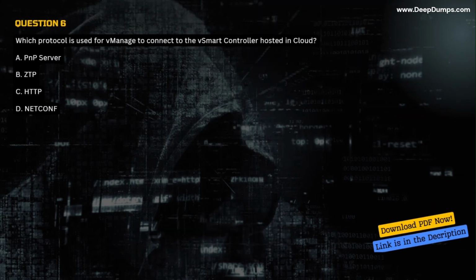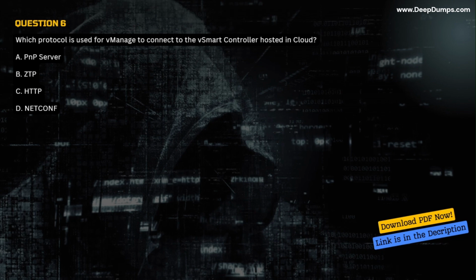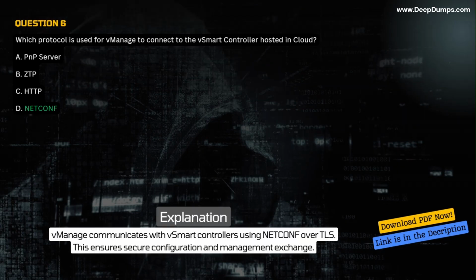Question 6. Which protocol is used for vManage to connect to the vSmart controller hosted in cloud? A. PNP server. B. ZTP. C. HTTP. D. Netconf. Correct answer D. Netconf. Explanation. vManage communicates with vSmart controllers using Netconf over TLS. This ensures secure configuration and management exchange.